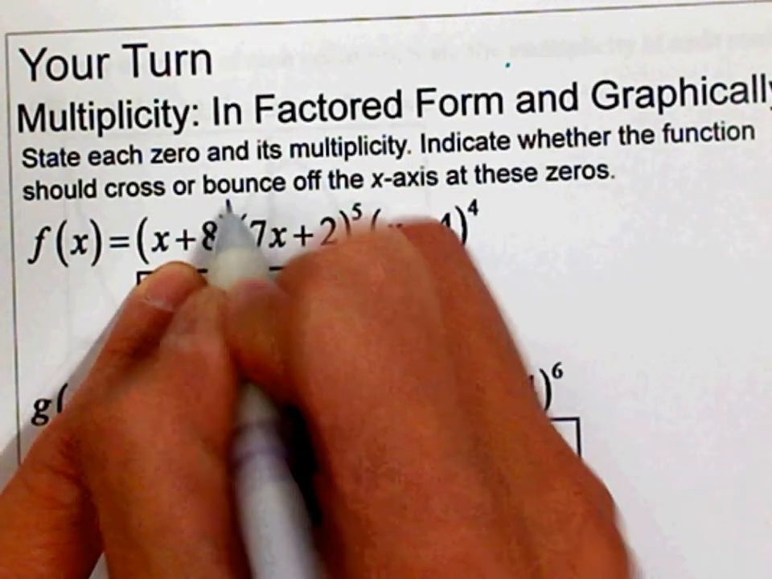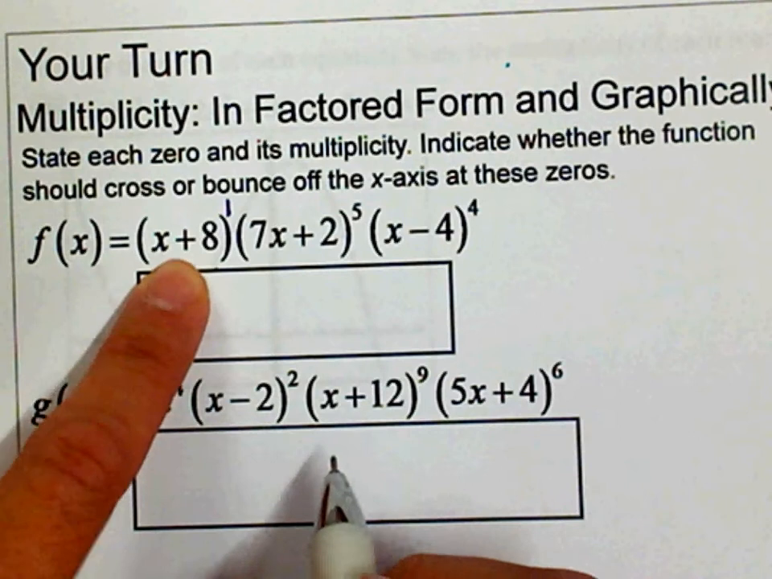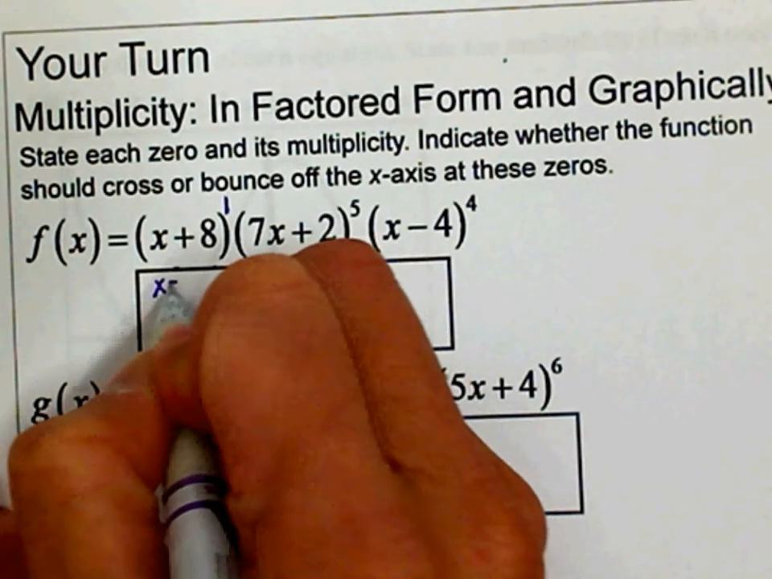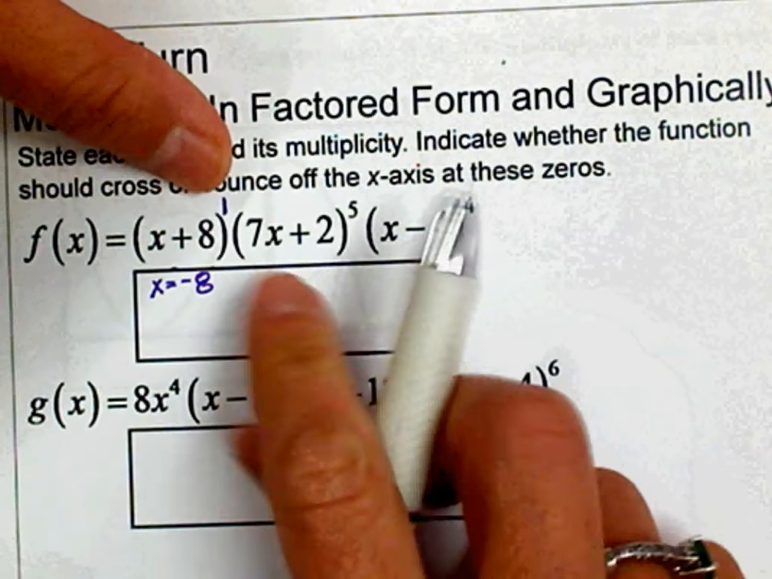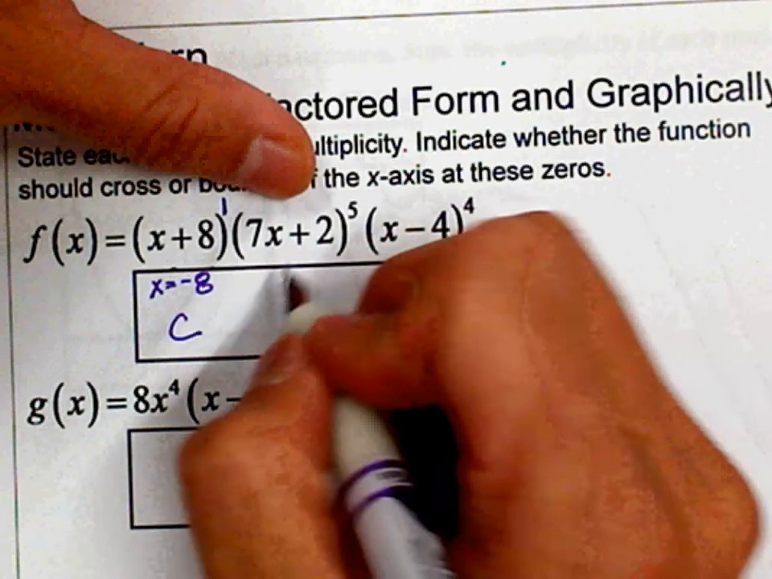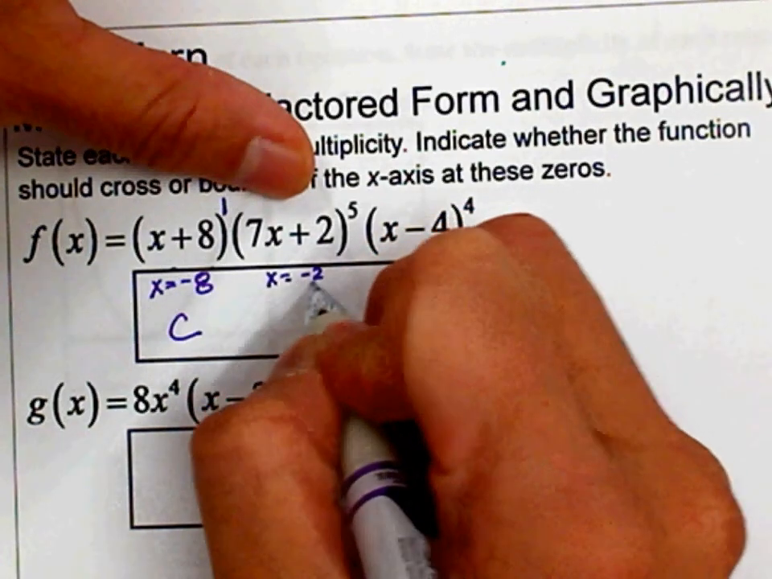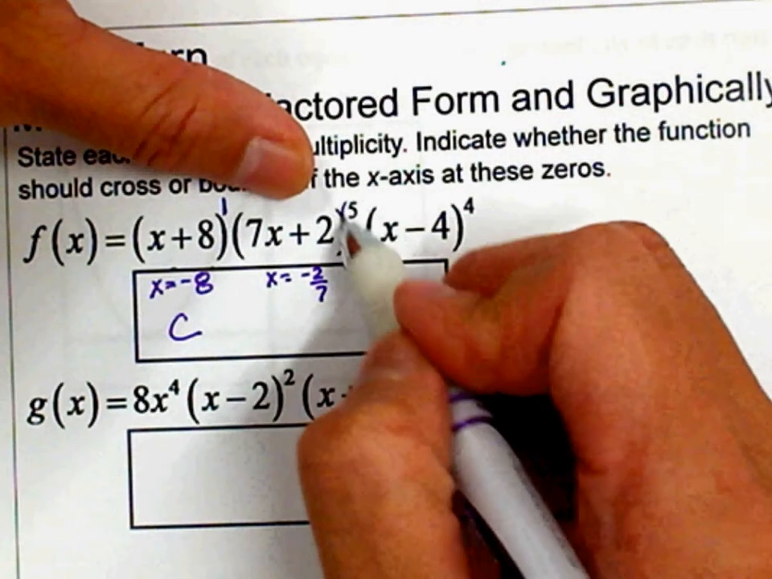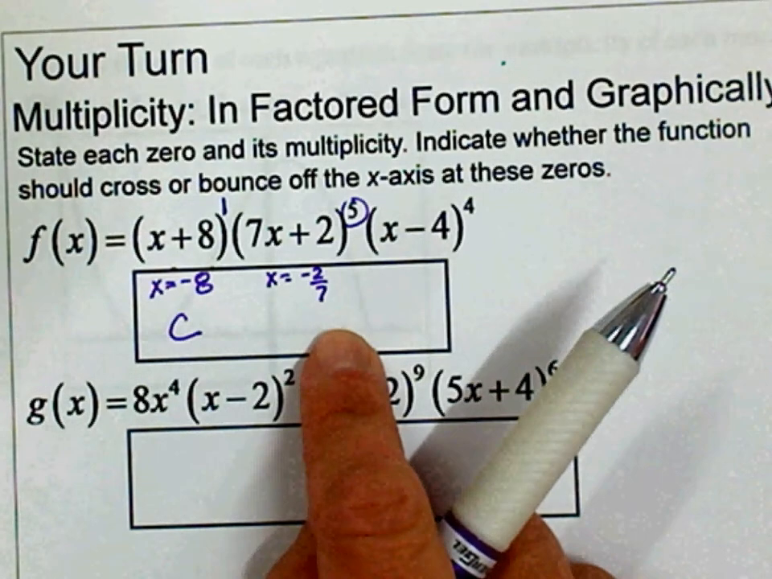If you were to solve for it, x is equal to negative 8. Is that a cut, a slide, or a bounce? This is a cut. Look at this one. If you solve for it, it's x equals negative 2 over 7. It's a 5. Is that a cut, bounce, or slide? Slide. See, I'm just putting s on it.